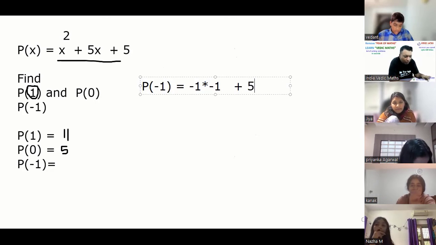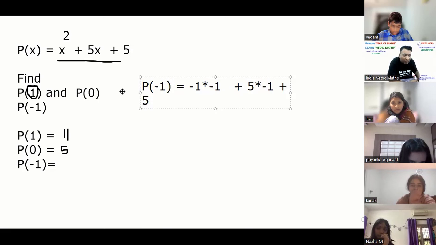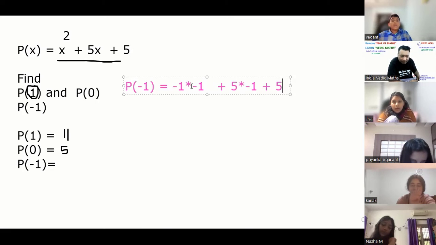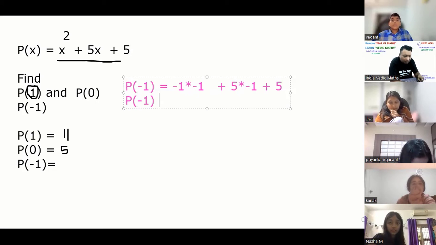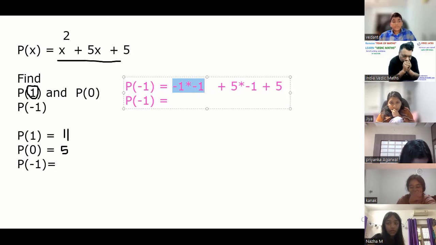5x times -1. Agree? And lastly, don't try to solve together. First, write it the way I wrote. Correct or not? Yes. Now we are going to solve each term first. Tell me, how much is -1 times -1? +1. Correct, because even numbers of negatives, right?